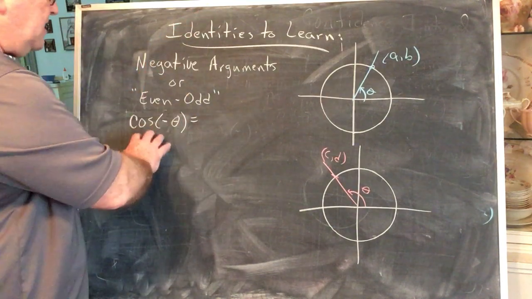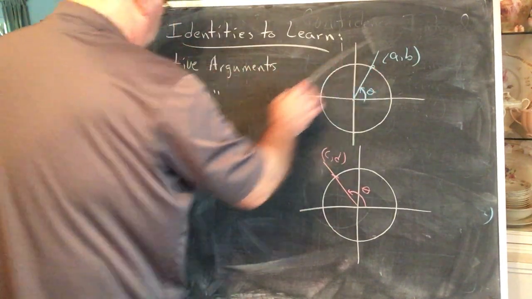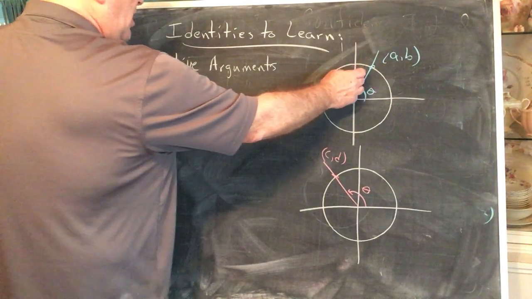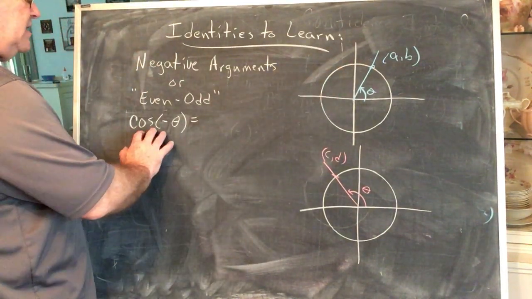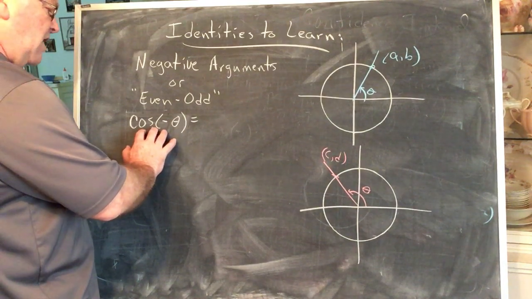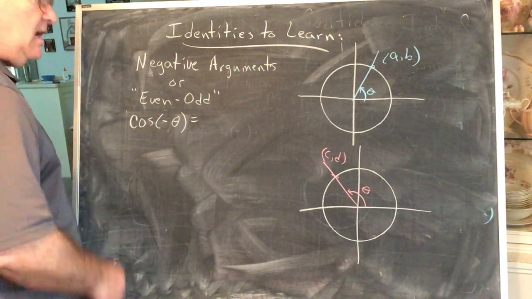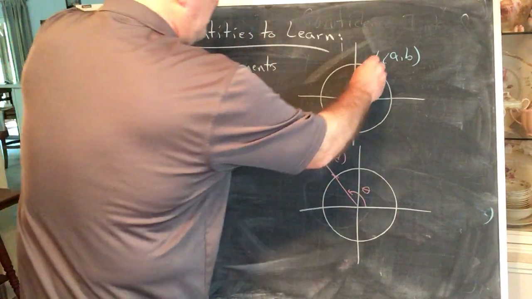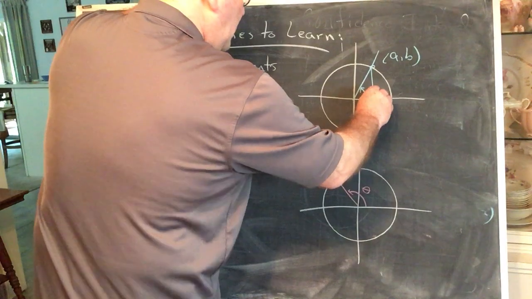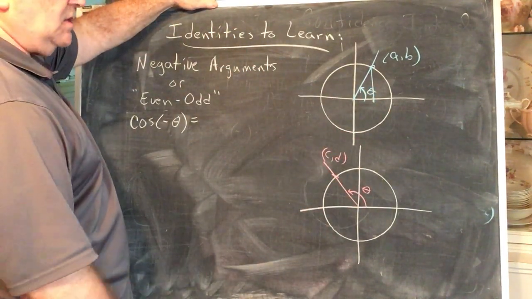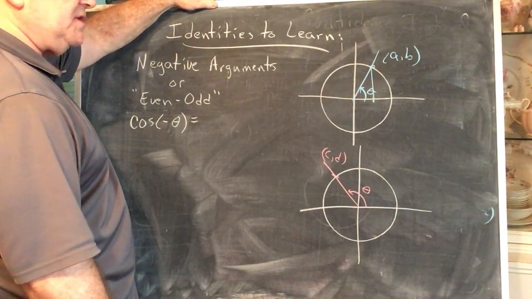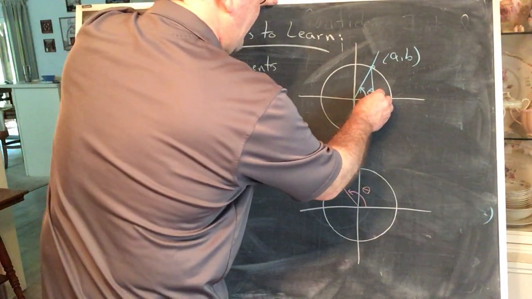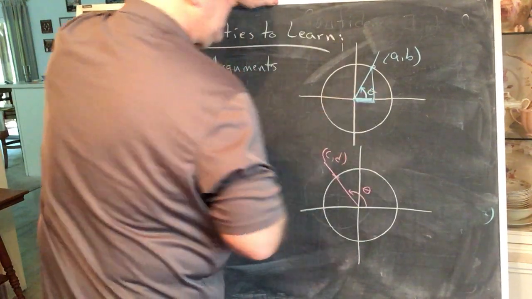The reason is that if a point lies on the unit circle, cosine is the x-coordinate. It's x over r, and remember, r is equal to 1 on the unit circle. So cosine theta is the x-coordinate. Let's see what happens here. If theta is here, when we drop this perpendicular, where in this picture, if this is the unit circle, is cosine theta? Well, cosine theta is the x-coordinate. Cosine theta is that distance.